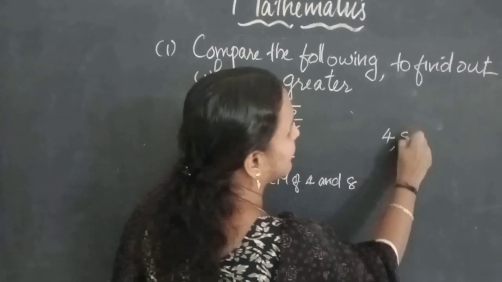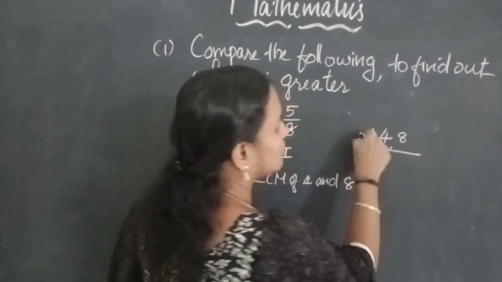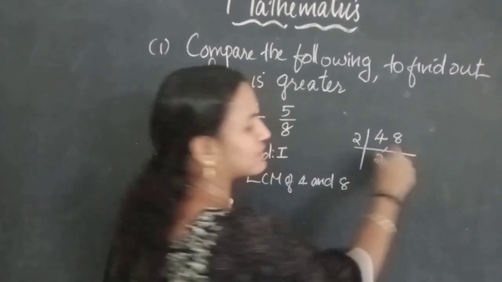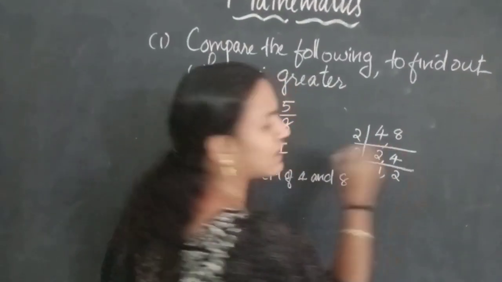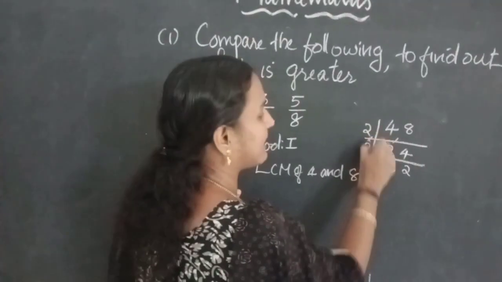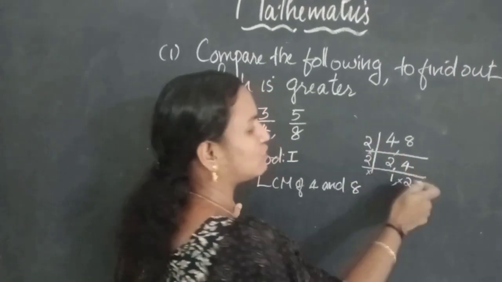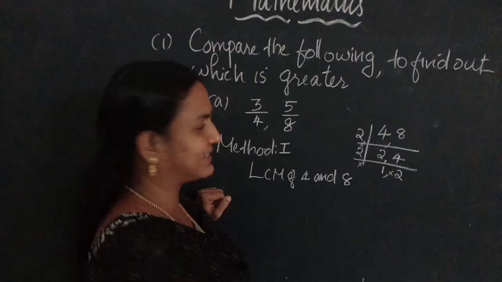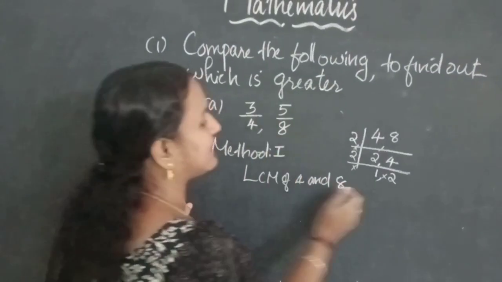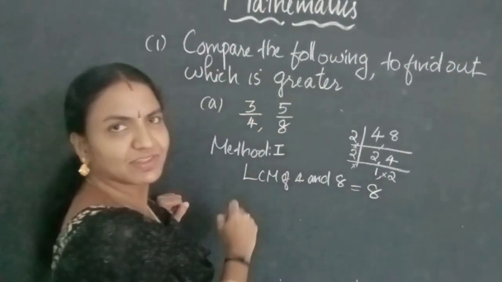4, 8. 2 2s are 4 and 4 2s are 8. Again 2, 1 2 is 2 and 2 2s are 4. So multiplying 2 into 2 into 1 into 2. 2 2s are 4, 4 into 1 is 4 and 4 into 2 is 8. So the LCM of 4 and 8 is 8.